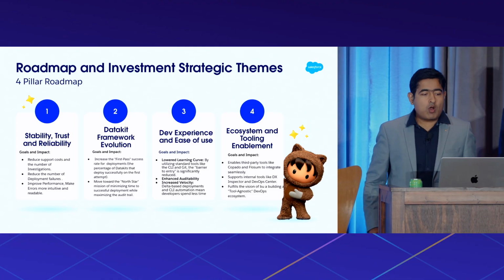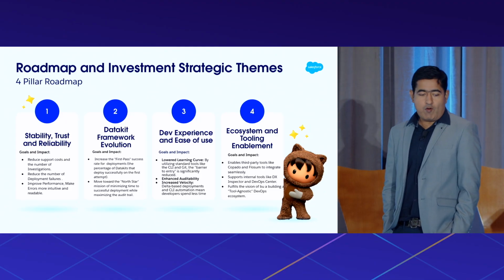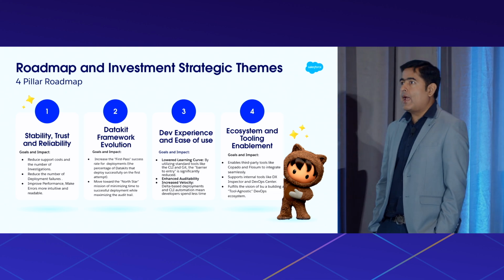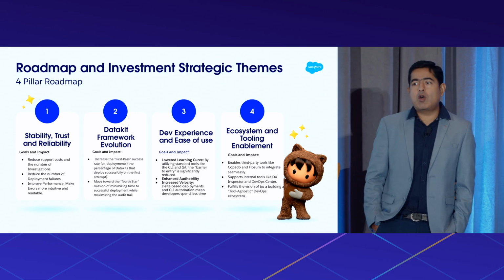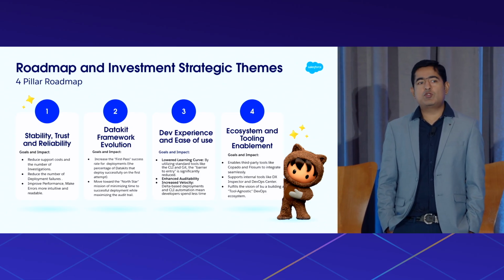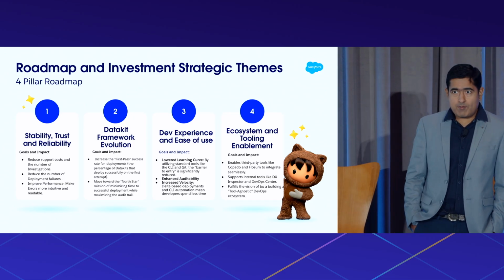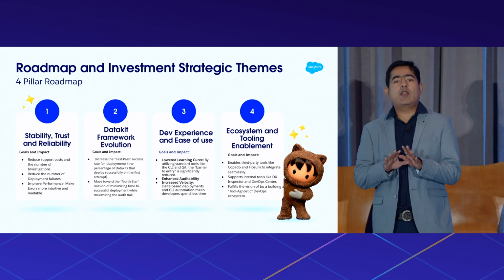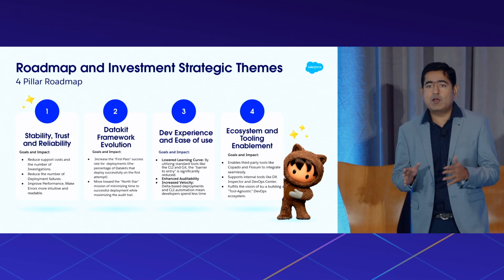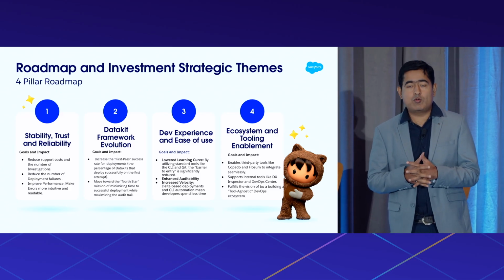Now, if I talk about the roadmap and key investment strategic themes when it comes to DevOps, there are primarily 4 themes. The first one is definitely stability, trust, and reliability. So we do want to ensure that we increase the first pass success rate when it comes to DevOps. If there is a failure, we provide the right error message. However, we want to reach a state wherein we don't end up failing a data kit deployment because of missing dependencies and so on. There are a bunch of enhancements that we have on the roadmap to tackle that.